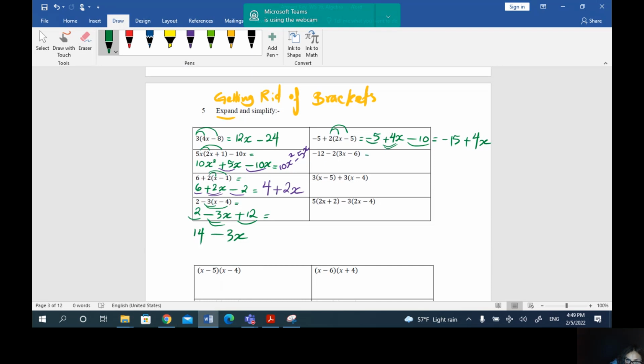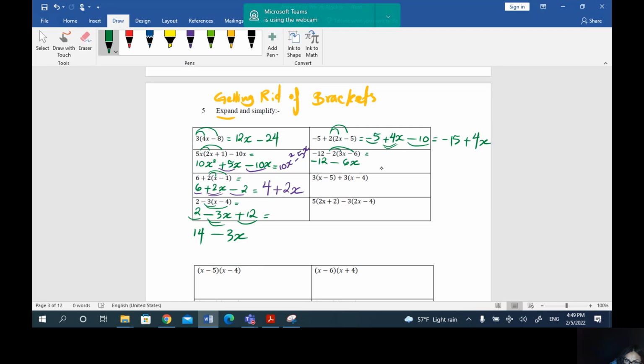Now, the minus 12 is on its own, so we will bring it down as is. We're going to expand the minus 2 into the bracket. Minus 2 times positive 3x is minus 6x.